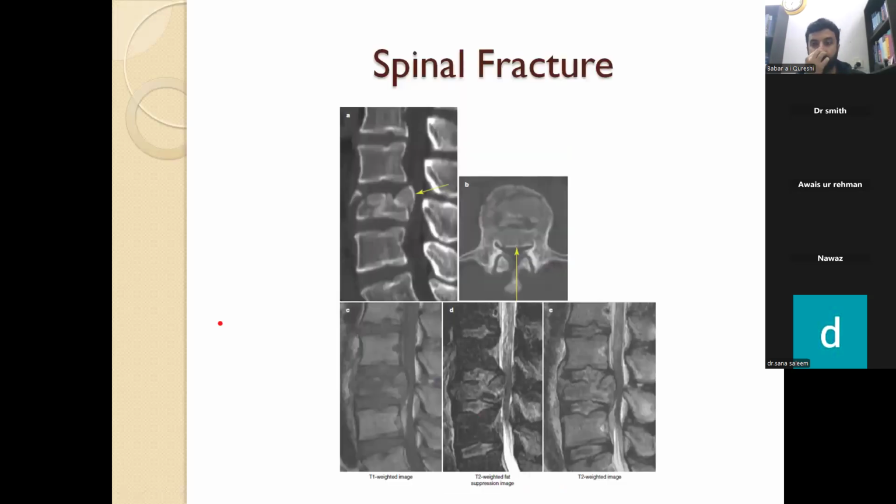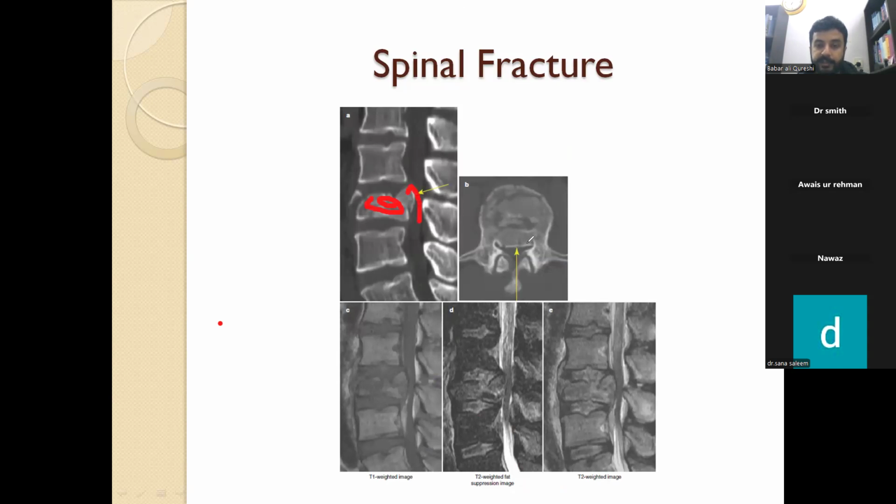Moving towards the spinal fractures. Yesterday we discussed the spinal fractures. Dr. Mahjabin talked about the different types of spinal fractures. One type was the burst fracture, in which we can see the vertebral body has been disrupted, and part of it is going into the canal.